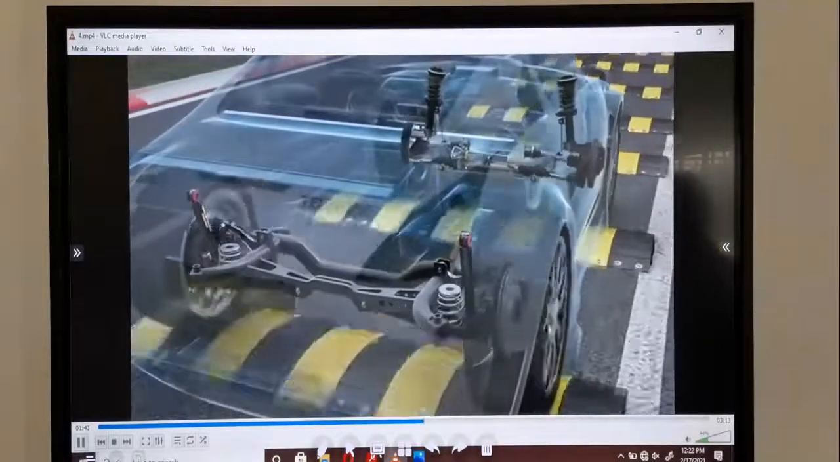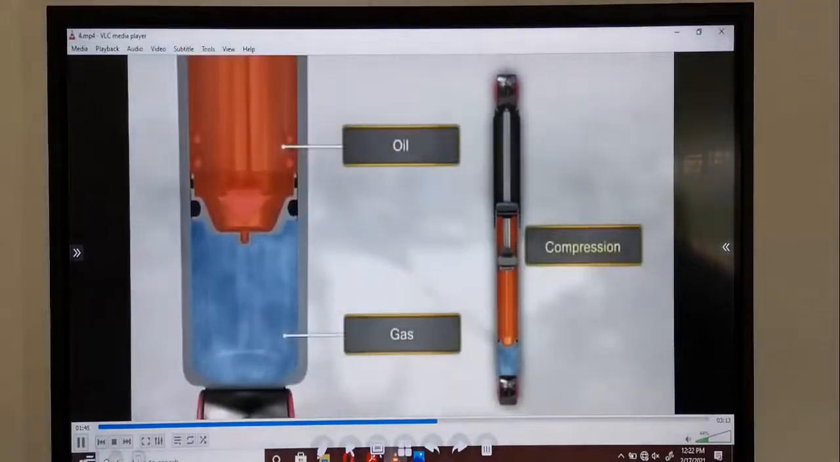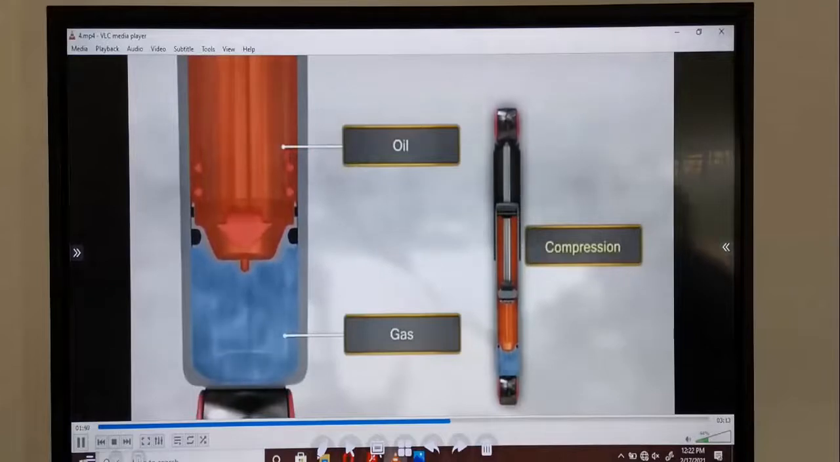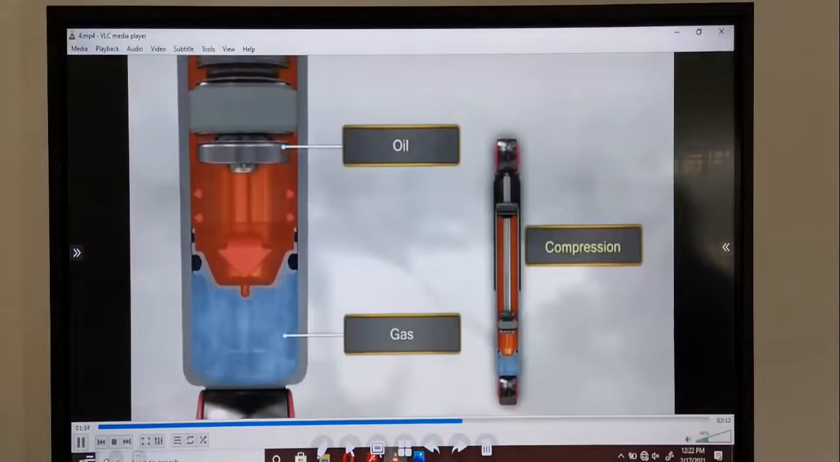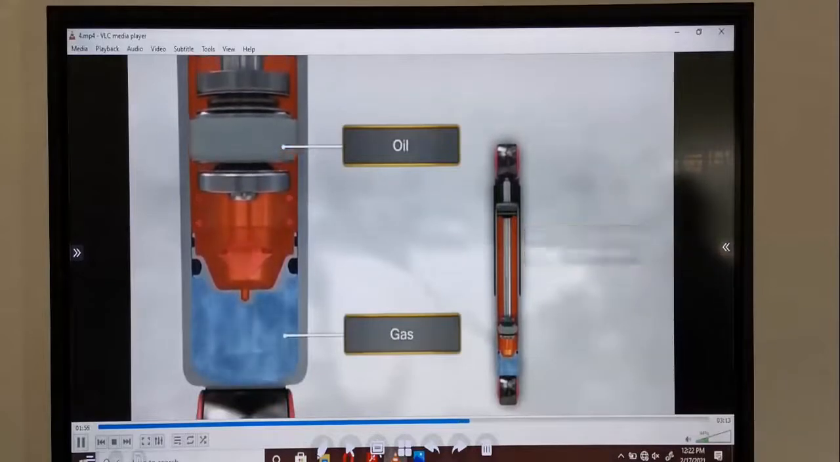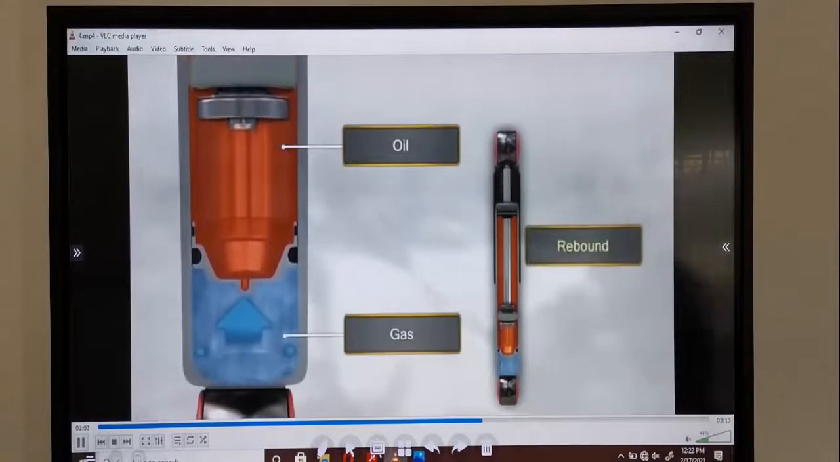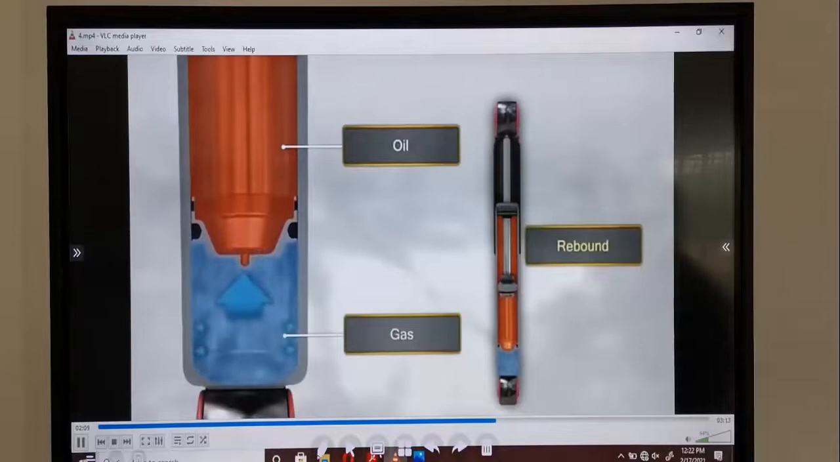The normal condition, how it works. So oil, gas, compression. At the compression time, the hydraulic piston compresses the gas. Then in the rebound situation, the gas gives a force of compression to the hydraulic side.